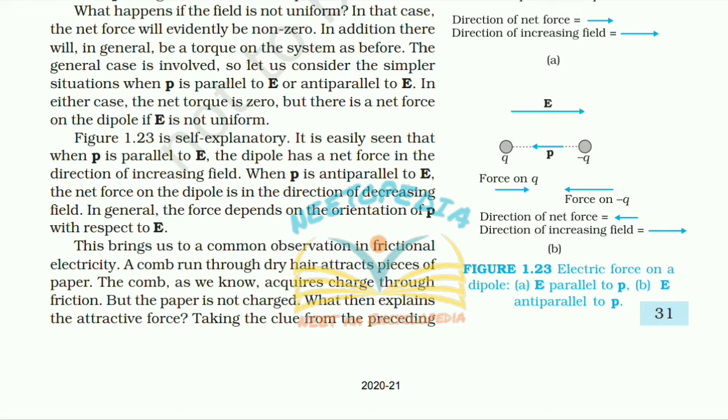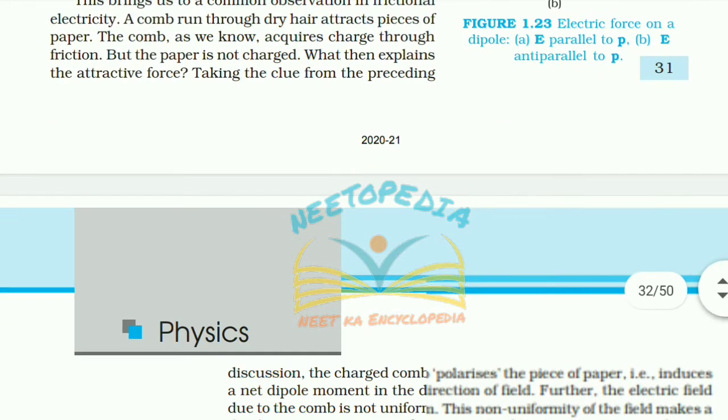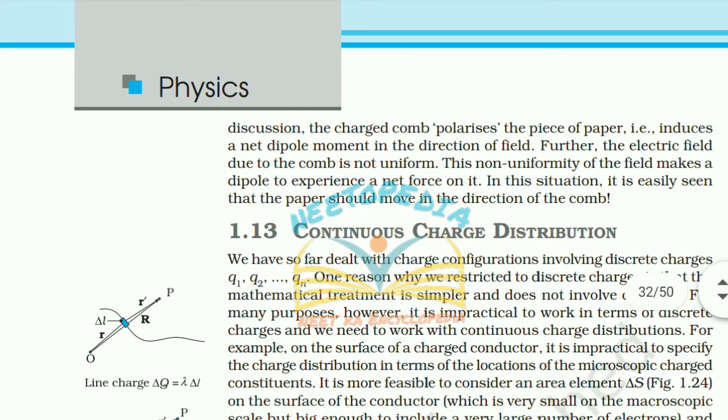This brings us to a common observation in frictional electricity. A comb run through dry hair attracts pieces of paper. The comb, as we know, acquires charge through friction, but the paper is not charged. What then explains the attractive force? Taking the clue from the preceding discussion, the charged comb polarizes the piece of paper, that is, induces a net dipole moment in the direction of the field.